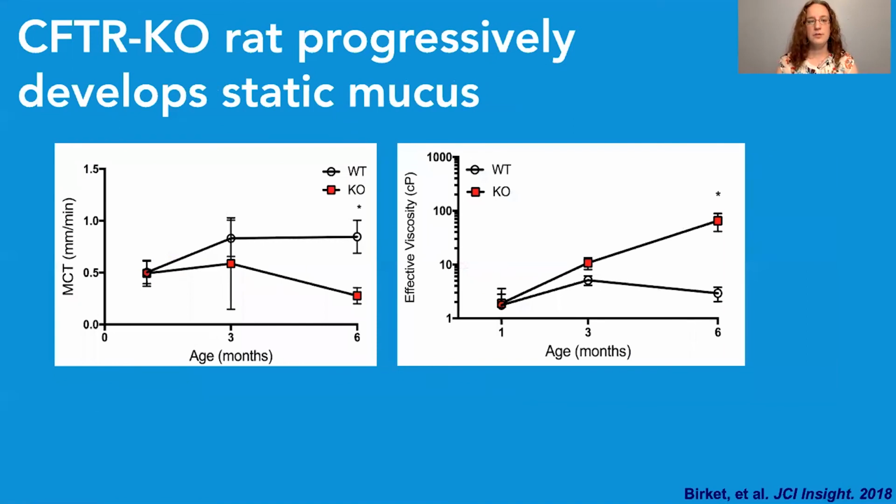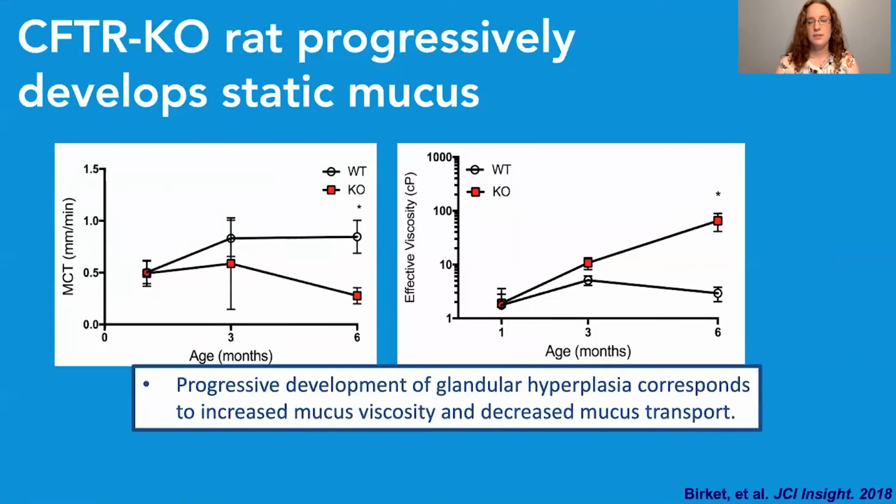We also wanted to know if the mucus that's developed as the rat ages is abnormal. So we measured mucociliary transport and effective viscosity in situ on the large airways. At 1 month of age, again, you see that mucociliary transport is very normal in the knockout compared to the wild type. It starts to become more variable at 3 months of age, and by 6 months, the mucus is very static compared to the wild type. Similarly, the effective viscosity is the same in the knockout as the wild type at 1 month of age and starts to become more abnormal at 3 months of age, with a statistically significant higher viscosity at 6 months of age. So the progressive development of glandular hyperplasia also corresponds to increased mucus viscosity and decreased mucus transport.